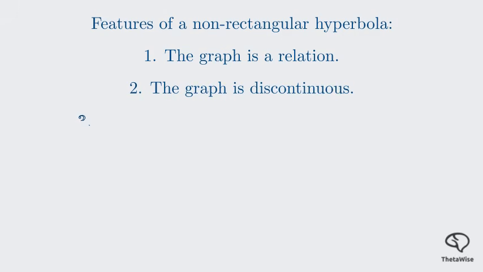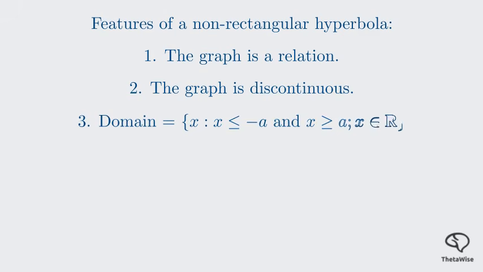Third, let's talk about the domain. The domain represents all possible x values. As we can see from the graph, the hyperbola exists for x values less than or equal to negative a, and for x values greater than or equal to positive a. We can write this formally as the set of all real numbers x such that x is less than or equal to negative a, or x is greater than or equal to a.